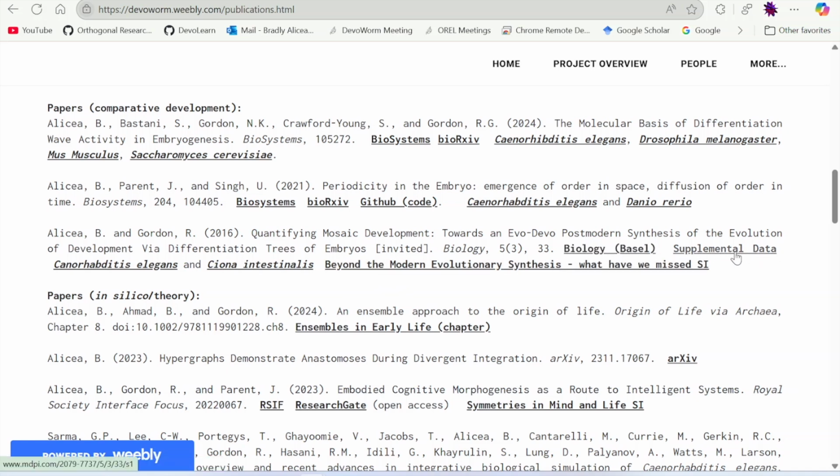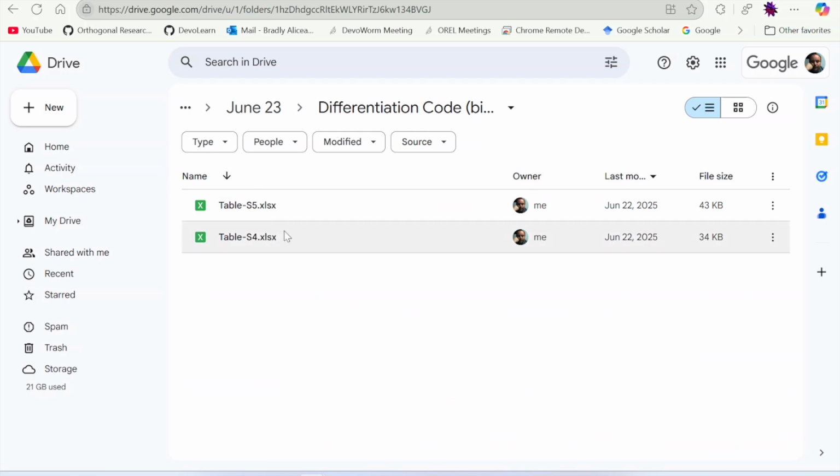And there's some supplemental data. So if you go to the supplemental data tab, it gives you this zip file. And in the zip file, we have these two files. It's table S5 and table S4.